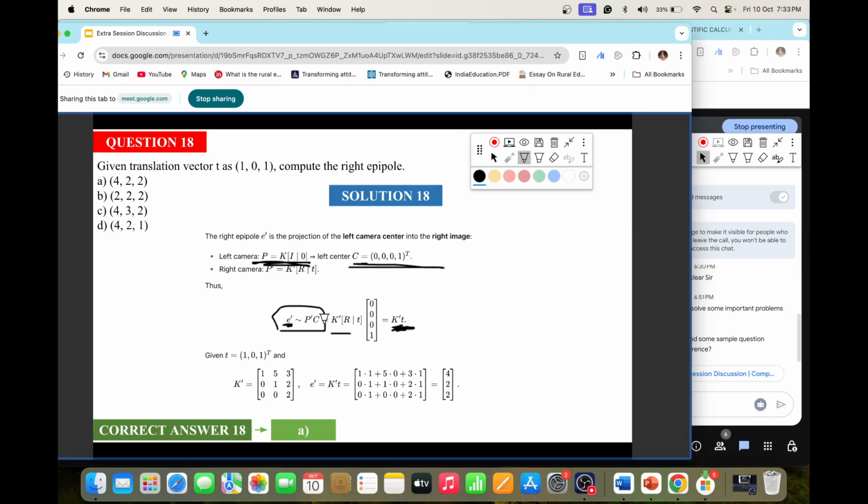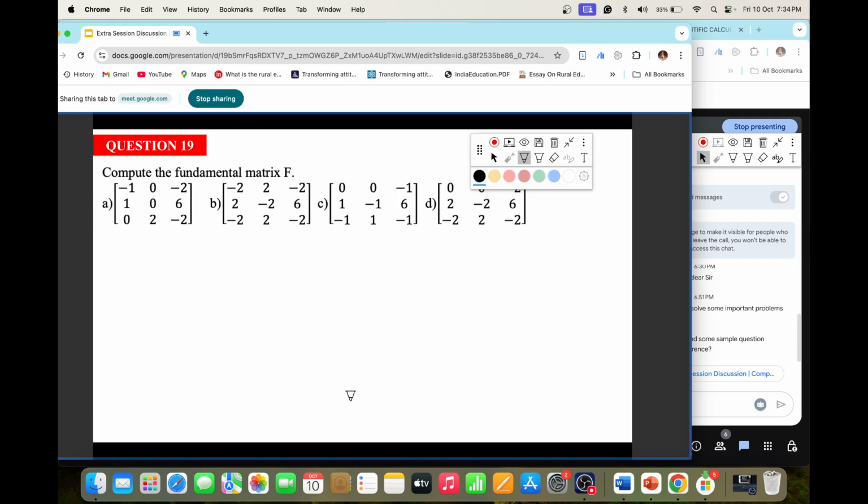From the left camera center you can get the right epipole. Very important thing to know: to get the right epipole you have to use your left camera center. And P dash is nothing but the projective camera of the right camera only. So from this you can easily calculate it. That is how you can calculate the right epipole.